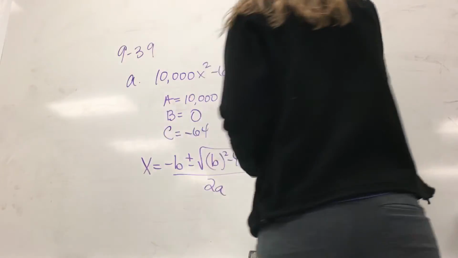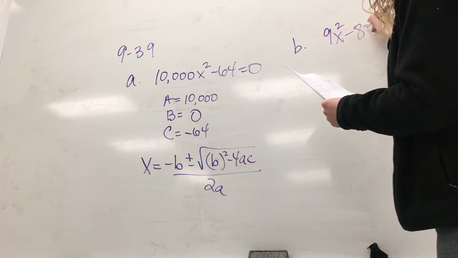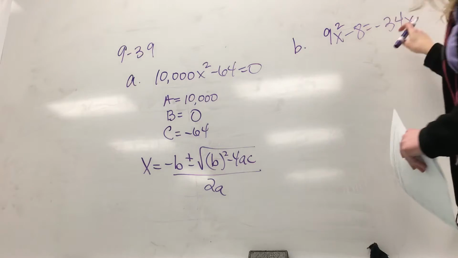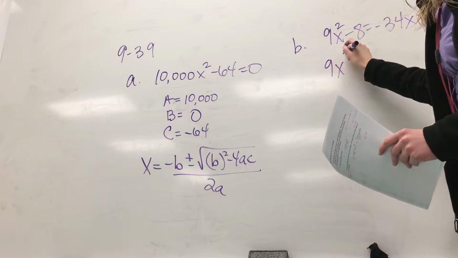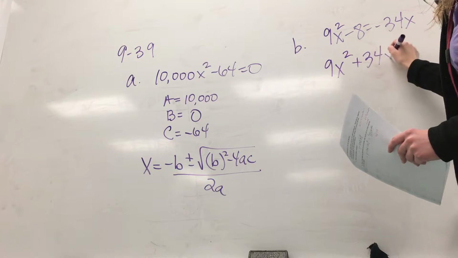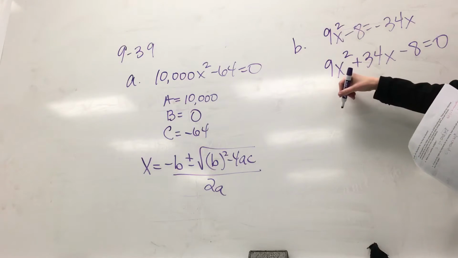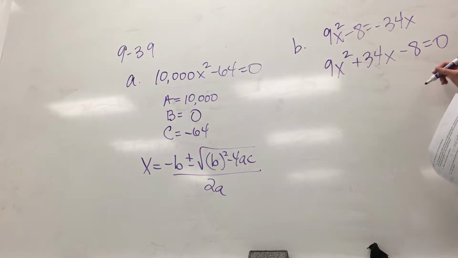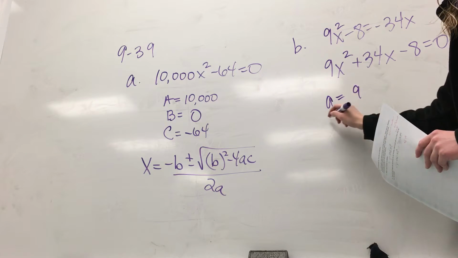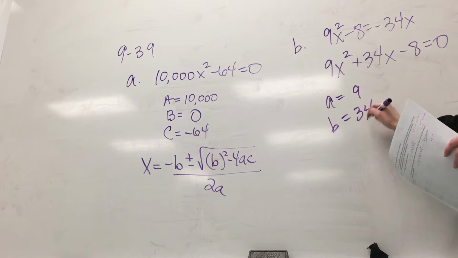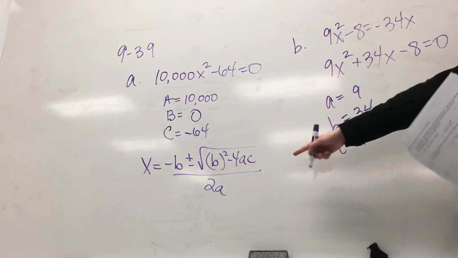For B, on same problem, it's 9x squared minus 8 equals negative 34x. We want to, again, get this equal to 0 first, no matter which method you do. So I'm going to add 34x, and I'm going to put the minus 8 on the end, just so they're all in the same order. I want to start with the biggest exponent, then kind of going down from there, and my constant term on the end. So if you do the quadratic formula, A is 9, B will be 34, and C will be negative 8. So you plug those in to this formula right there.